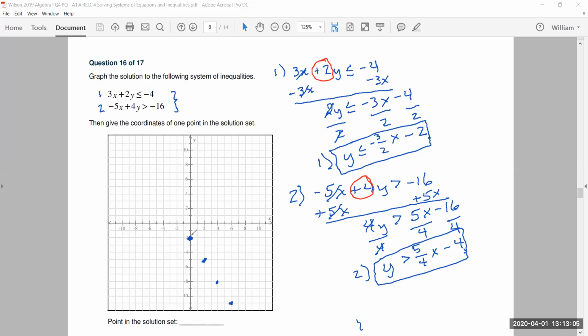We could also go up 3 and left 2, because negative 3 over 2 is equal to 3 over negative 2. So just realize that. So we can go up 1, 2, 3, and to the left 2, and so forth and so on.